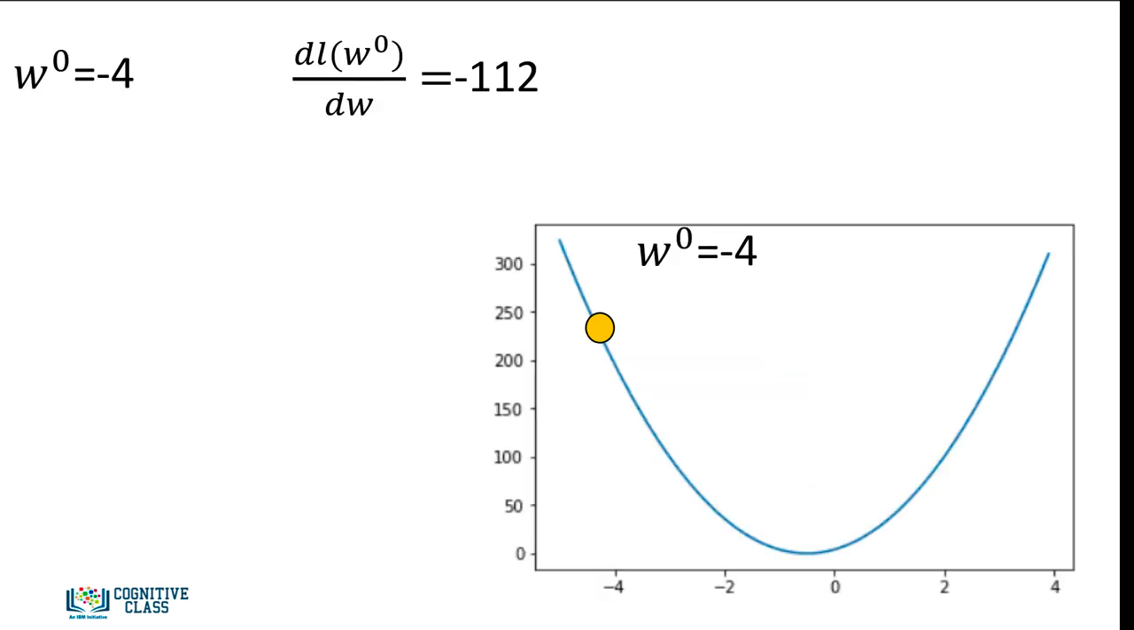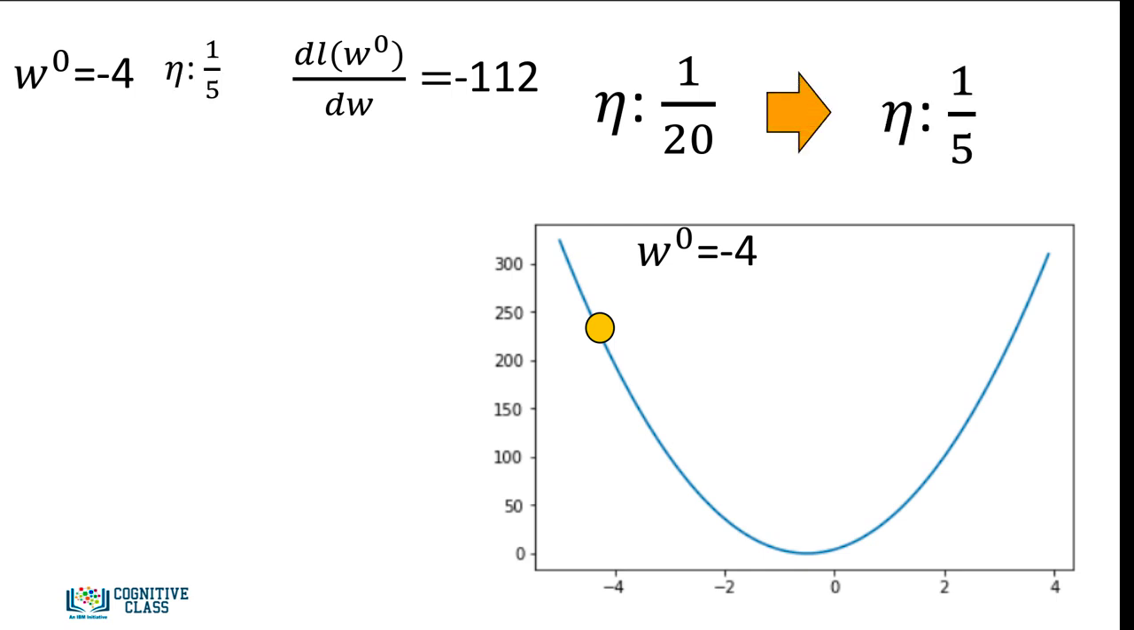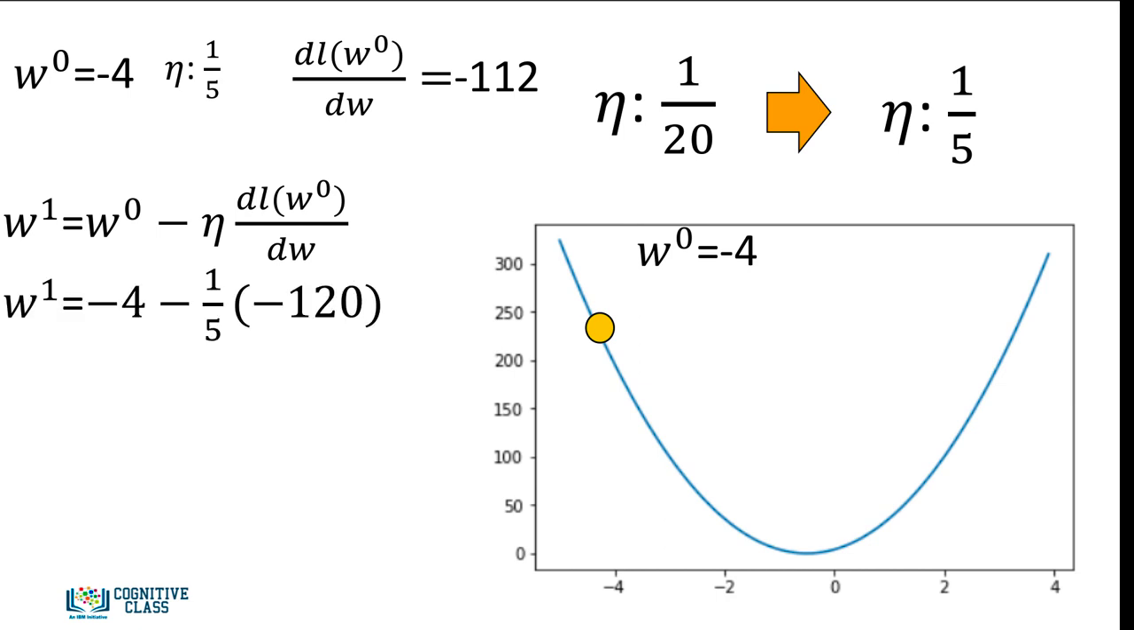One problem is selecting a learning rate. In the last example, we selected a learning rate of 1 over 20. If we select a learning rate of 1 over 5 and update the parameters, we see the value of the loss is increased. We can't really even fit it in this screenshot.